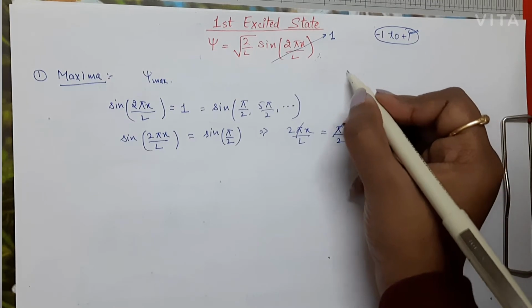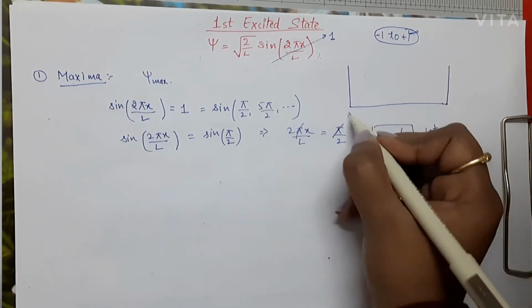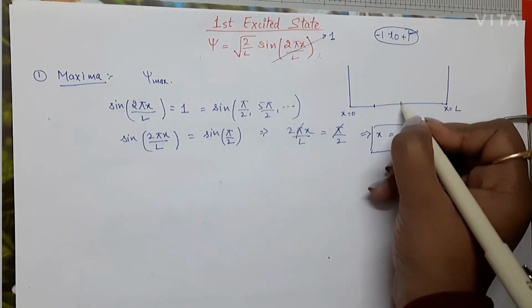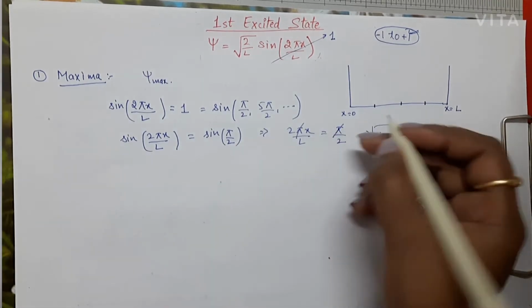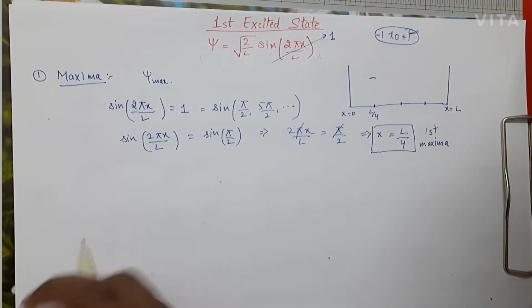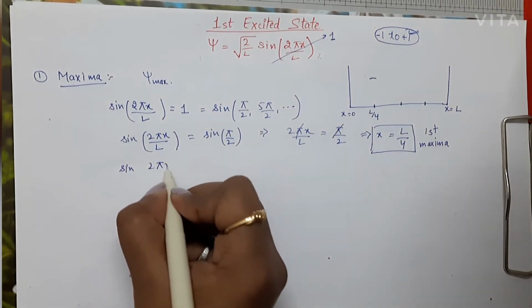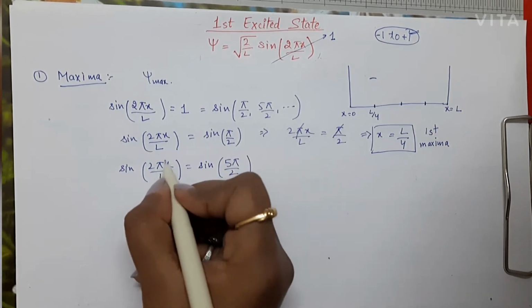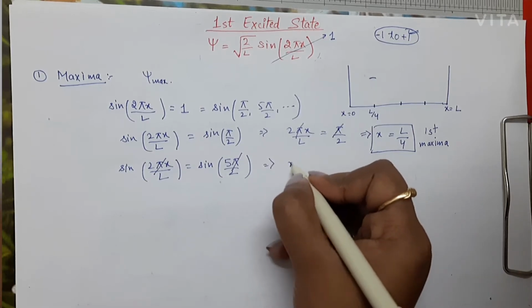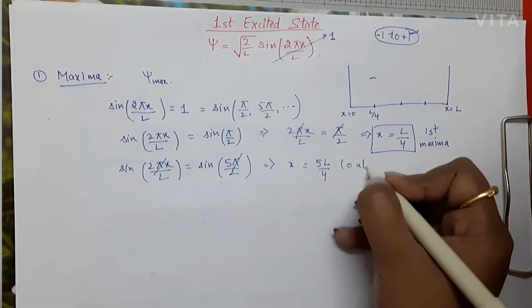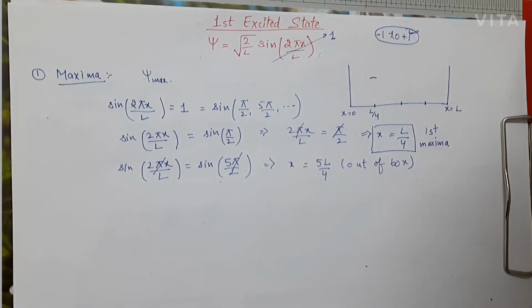Now suppose this is the particle in the 1D box. This is x is equal to 0, this is x is equal to L. So this is L by 4, this is L by 2, this is 3L by 4 and this is L. At L by 4, we are getting one maxima. Now moving on to the second maxima. For the second maxima, sine of 2 pi x by L should be equal to sine of 5 pi by 2. So pi cancels out with pi, and you get x is equal to 5L by 4, which is out of the box. As we have moved out of the box, we cannot get any more maxima.